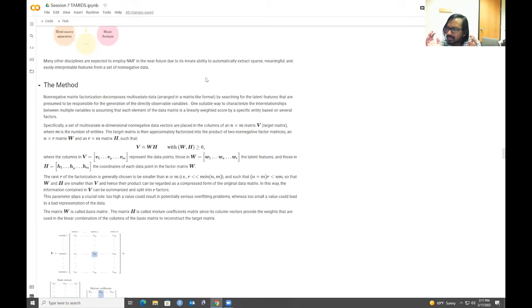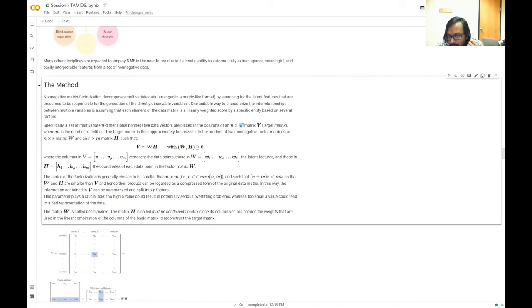Suppose that the original non-negative matrix that we had, which we call the target matrix, is called V. It has n rows and m columns, where n is the number of observations and m is the number of entities or columns. Non-negative matrix factorization means that we are going to represent V as a product of two matrices, W and H, where both W and H are also non-negative matrices. Here, V represents the data points, W represents the latent features, and H represents the coordinates. But we're going to try to understand what this means.